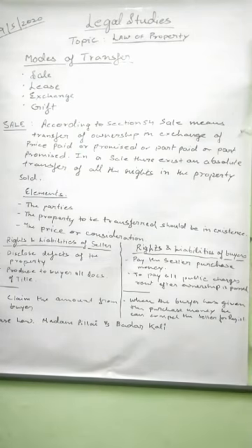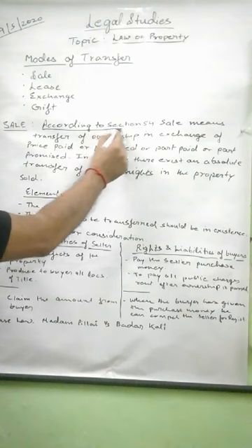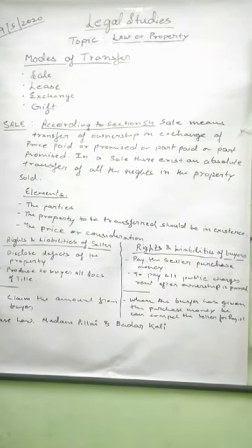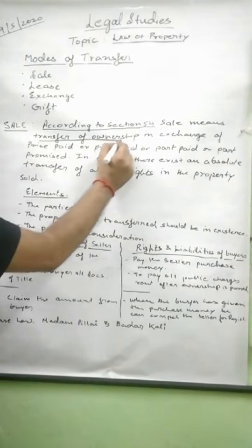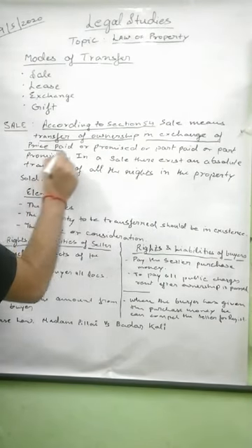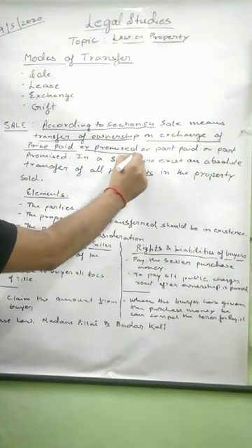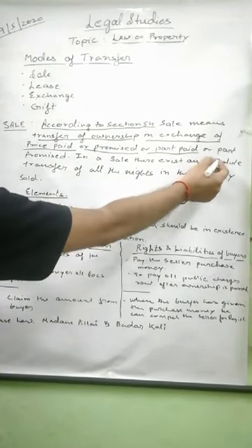Now, we are going to study about sale. What is sale of immovable property? As I have written here, according to section 54 of the Transfer of Property Act, sale means transfer of ownership in exchange of price paid or promised, or partly paid or partly promised.